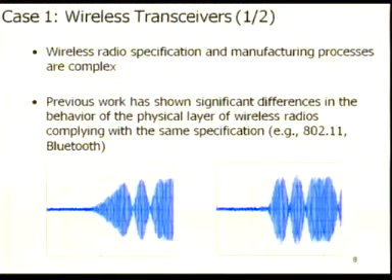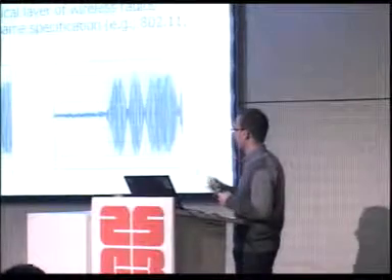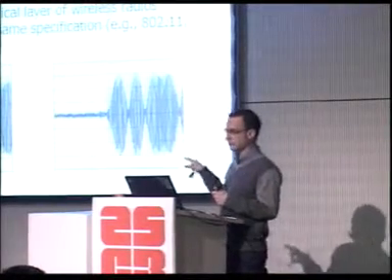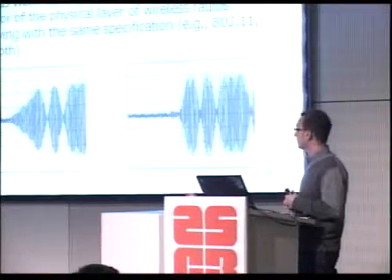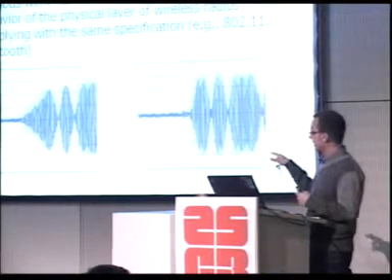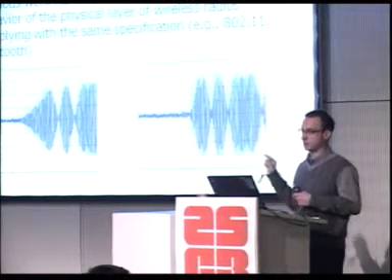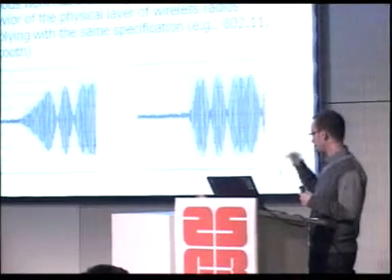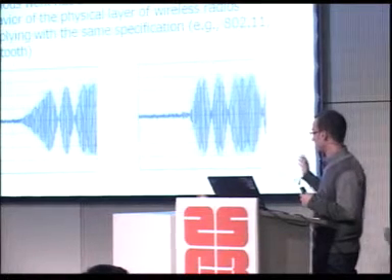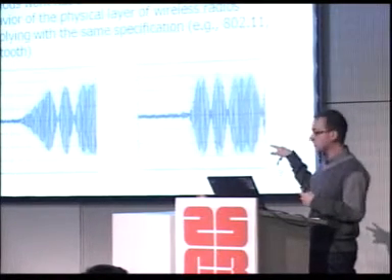Wireless radio specification and manufacturing processes are quite complex nowadays. Previous work has shown significant differences in the behavior of the physical layer, even within the same specification, from different devices. Here, the pictures on the right and on the left show two different wireless cards which support the 802.11 standard. You can see that even if they implement the same specification with the same delays and timings, you can see the difference.